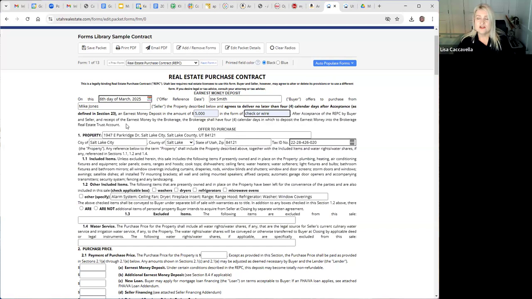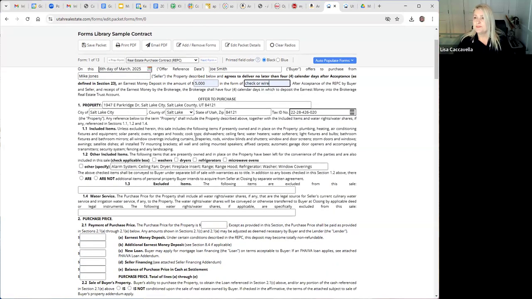So you do need to make sure it's to the brokerage and plenty of time for them to do the deposit. Okay. Address of the property. And you've got to make sure that tax ID number is correct. Otherwise, remember, everything you put in the contract could be a basis for the seller to have some rights to back out.